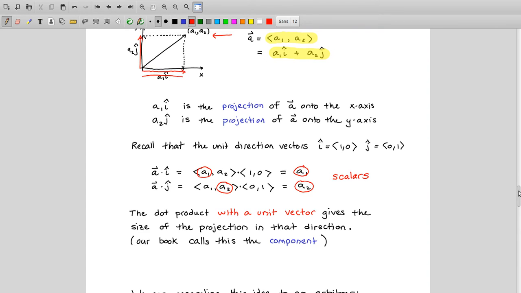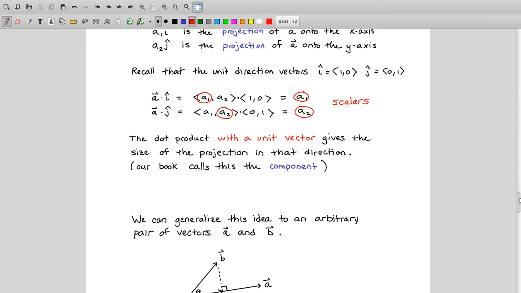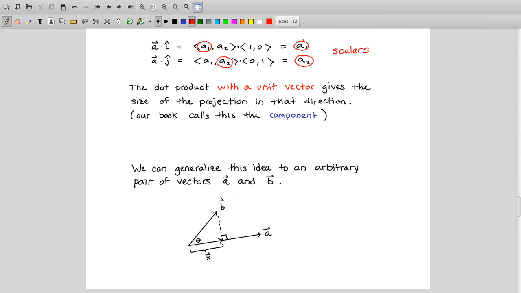So that's fine, projecting onto the x-axis and the y-axis. That seems hopefully to make basic sense. But you can get a little more fancy. You can say, well, what if I want to take a vector b and I want to project it onto another vector a, which might not be a coordinate axis.